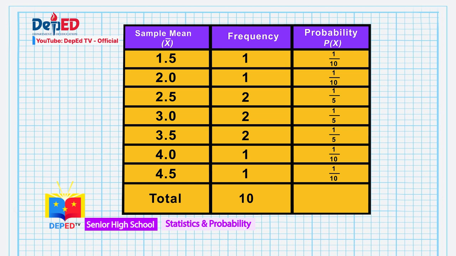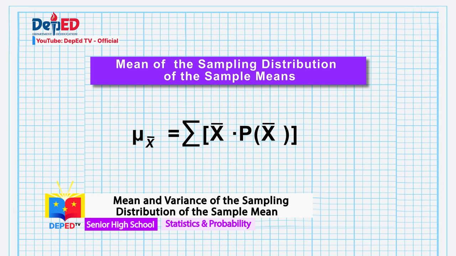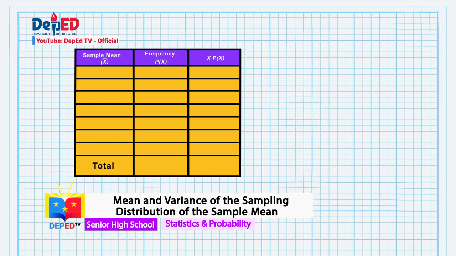The sixth step is to compute the mean of the sampling distribution of the sample means using the given formula. Multiply each sample mean by the corresponding probability. The product of 1.5 and 1 over 10 is 0.15. Of 2 and 1 over 10 is 0.2. Of 2.5 and 1/5 is 0.5, and so on.